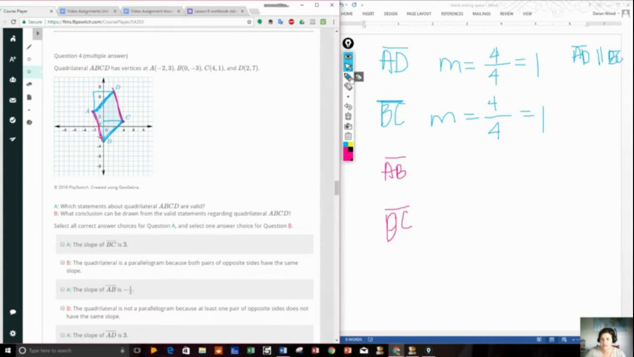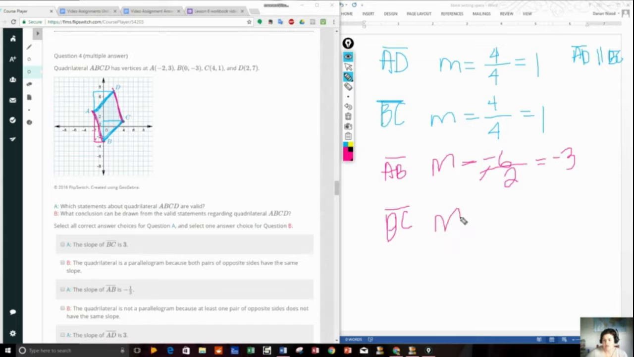Okay, so we're going to count out for the slope for AB what the slope is. So we have 1, 2, 3, 4, 5, 6, and it's negative since I went down. So negative 6, and we've got to find our run or our horizontal distance, which is 1, 2, and it's positive since we went to the right. So negative 6 divided by 2 is negative 3.